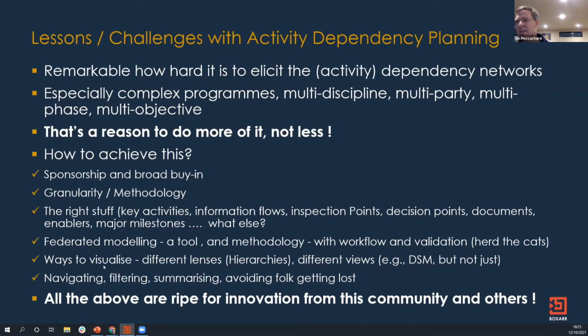And we need to give them a reason to participate so that we can capture these dependency networks. So ways to visualize, navigate, different views. And those views include the DSM, but not just the DSM. And we really need to be very good at providing ways of navigating, filtering, summarizing the detail, and simply avoiding the folks getting lost in this melee that we all come across. So I think that's right for innovation.